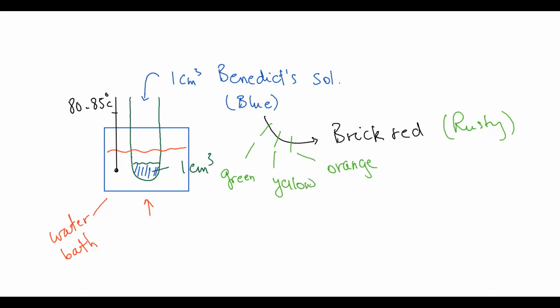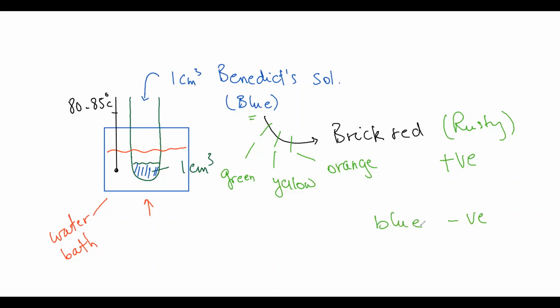So suppose you made this procedure and the color remained blue. Then you say that the sugar is non-reducing sugar. The only non-reducing sugar is sucrose. So in positive results, the brick red will be given. In negative results, the color will remain blue. Right, this is the test for sugars.